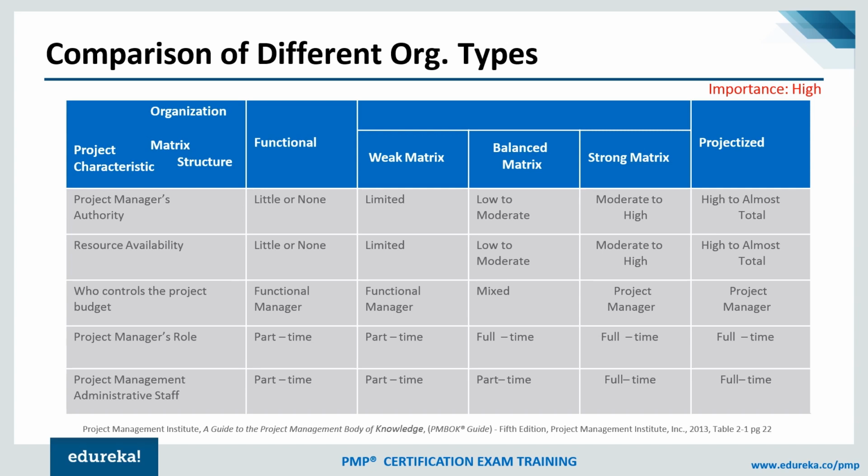So in a functional organization, the project manager's authority is little to none. In weak matrix, it is limited. In balanced matrix, it is low to moderate. Strong matrix, moderate to high. And in projectized, it is high to almost total. Resource availability, who controls the project budget, the project manager's role, the project management administrative staff, all these characteristics will vary from one type of organization to another.